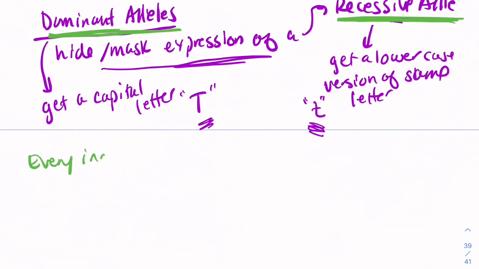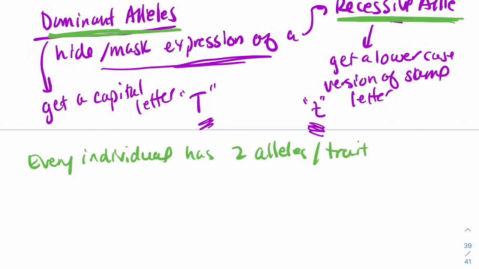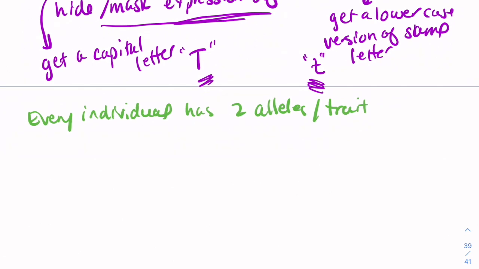Every individual has 2 alleles per trait. And if we're talking about an individual plant cell, each plant is going to have 2 letter T's in its cells, right? So let's look at combinations of alleles. Actually, let's do this a little differently. We'll make a little bit of a table, why not?